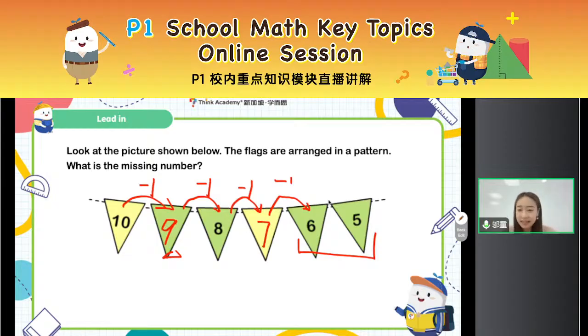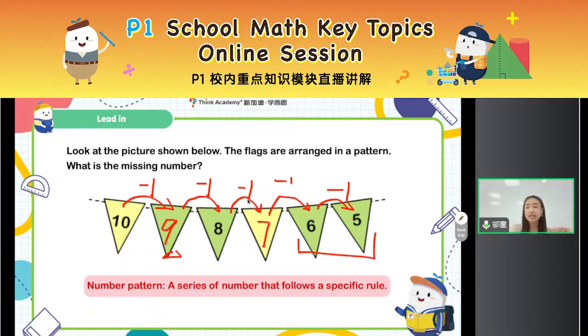Yes. And can 6 get the 5 by decreasing 1 as well? Yes, so that's how the number pattern is going. Every time we minus a 1, and no matter whether your number pattern is going up or going down, we call them both number patterns.